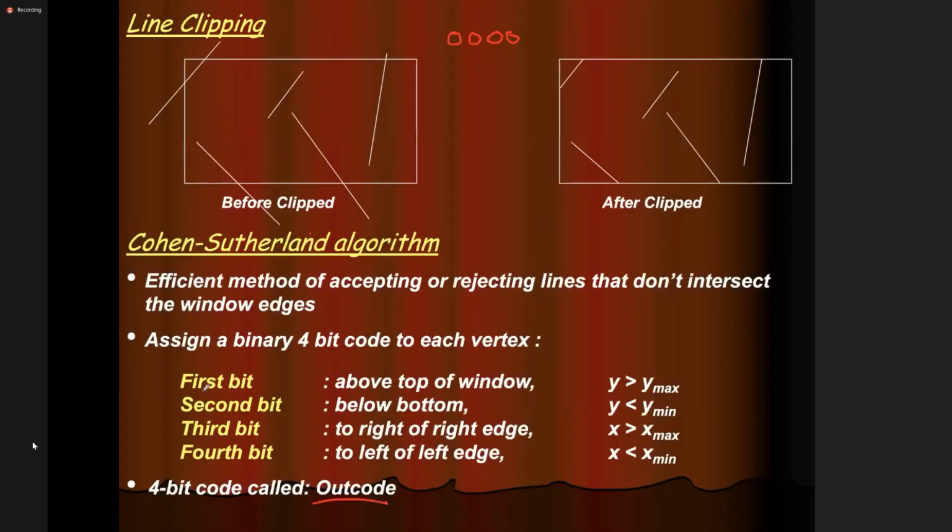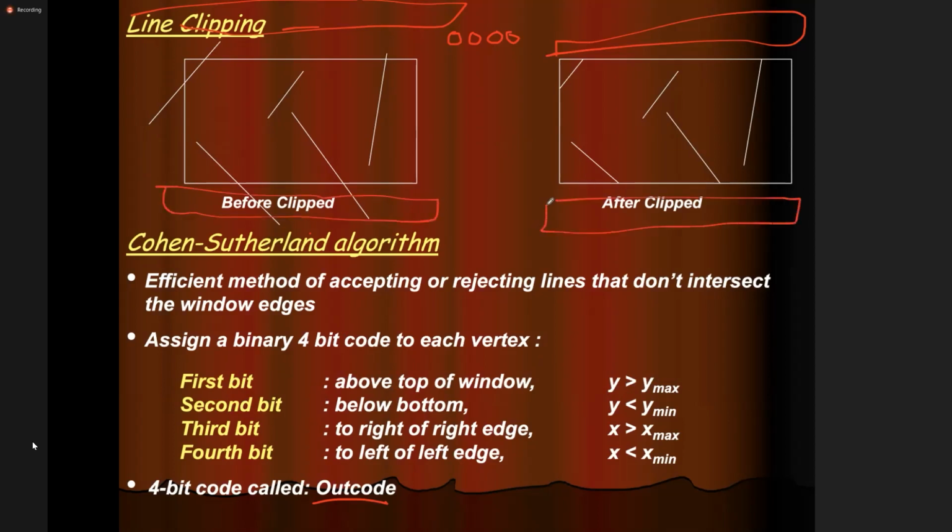Now here these are the conditions. First bit is 1 above the top of the window. If any area is in this area or upper area here, anything upper than this particular line, anywhere greater than y max, the first bit is 1. Second bit is 1 when it is below this particular y min. Anything below y min, the second bit is 1. Third bit is 1 to the right of the edge. Anything available in this area, third bit is 1. Fourth bit is 1 for anything available on the left hand side somewhere. That's how you take the 4 bits code.